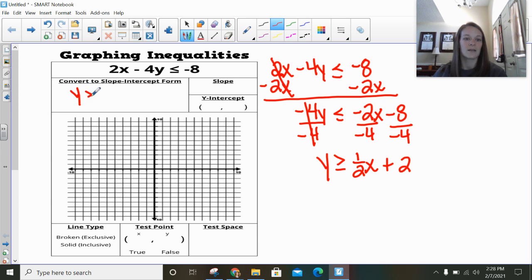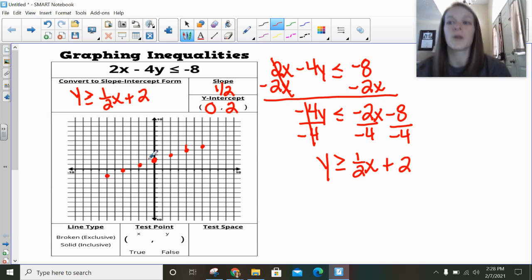So that is my slope-intercept equation. Meaning my slope is 1/2 and my y-intercept is 0, 2. So when you graph it, remember you start at your y-intercept, so here at 2, and I'm going to go up 1 and over 2. Up 1, over 2, up 1, over 2, and then I can also go down 1 and this way 2.